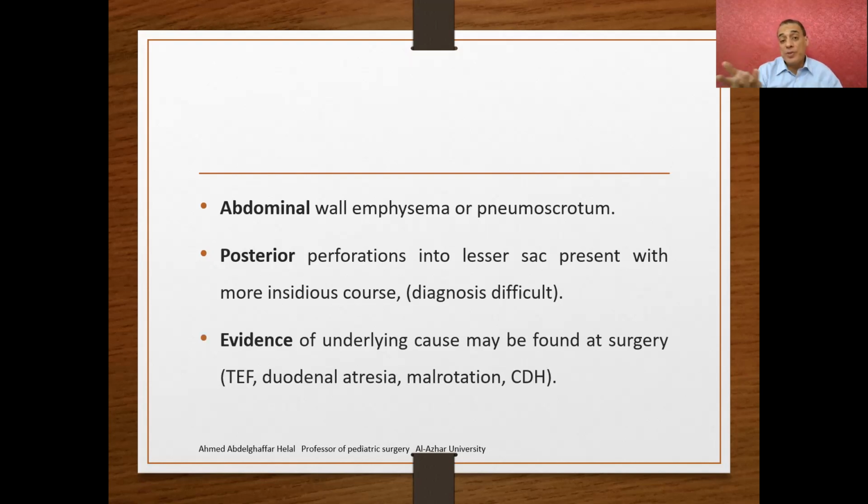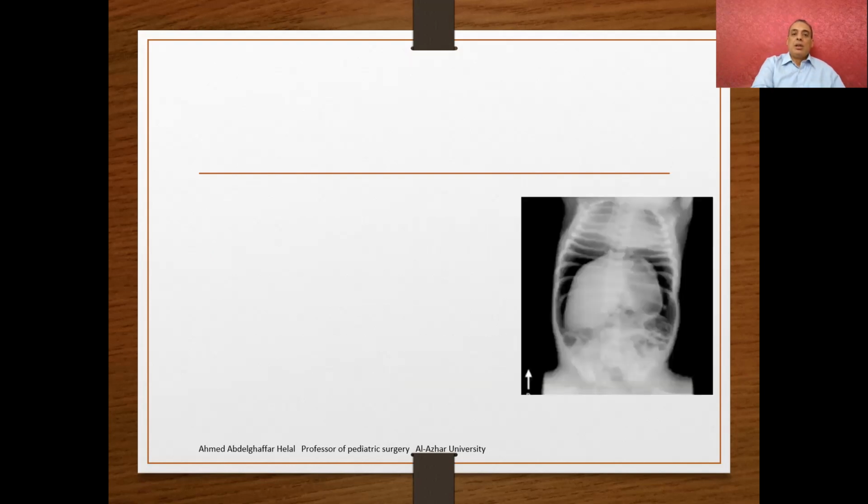Evidence of the underlying cause may be found at surgery: malrotation, congenital diaphragmatic hernia, tracheoesophageal fistula. This may be present during surgery. So the first item for the diagnosis is the clinical presentation. Take a good history. You can suspect it together with rapidly progressive distension, tenderness, and signs of peritonitis. There may be emphysema of the abdominal wall or pneumoscrotum related to the perforation.